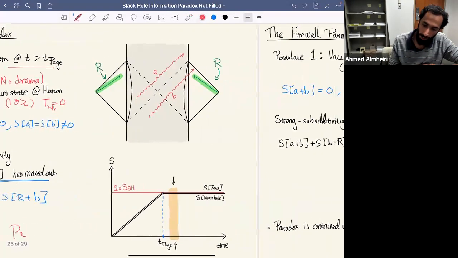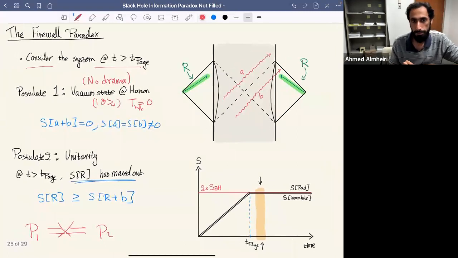Okay. Sorry, can I ask something? Yes. Yeah, I just got confused. So could you define what you mean by vacuum state at the horizon? I'm used to thinking of states defined on codimension 1 surfaces, so I'm just confused by the terminology.